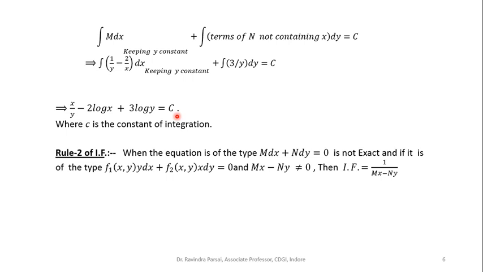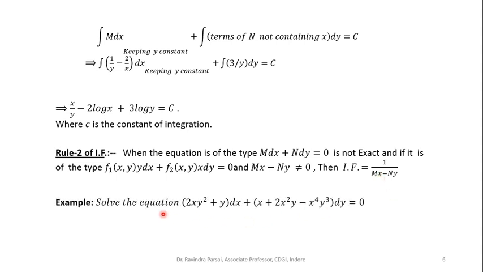Let us come to the second rule of finding the integrating factor. Suppose your rule 1 fails, or you have to solve by rule 2, what is the condition? The first condition, same as for all these rules, is that the equation is not exact, and it is of the pattern f1(xy) y dx plus f2(xy) x dy. It means this rule is applicable in this problem. And what is the final condition? When this difference is non-zero, then its reciprocal is the integrating factor. Let us see an example.